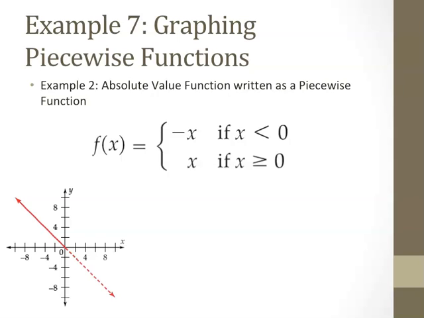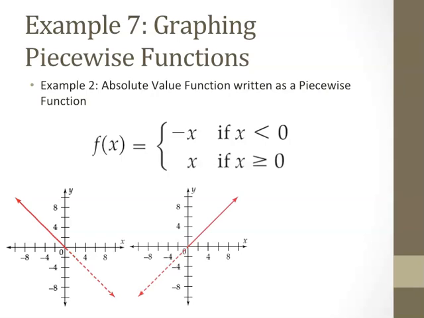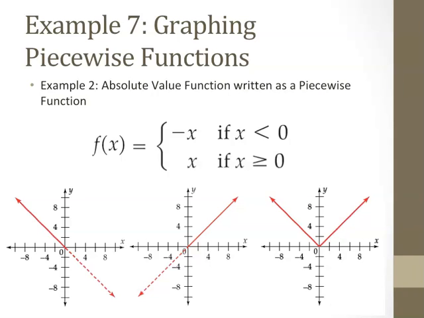Do the same with the second piece of the graph, f of x equals x. That's a line with slope of 1 with y-intercept of 0. And this only applies when x is greater than or equal to 0. Now when we put those two together, they actually do attach in this particular case. They don't always attach. And we can combine those two pieces together, and actually this is a way to describe the absolute value function using a piecewise function.